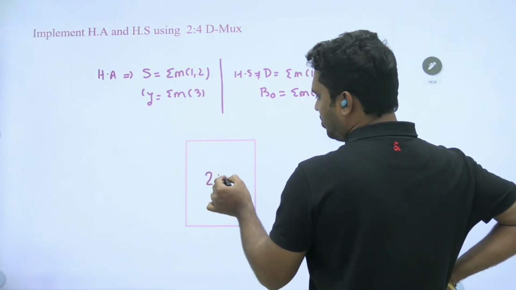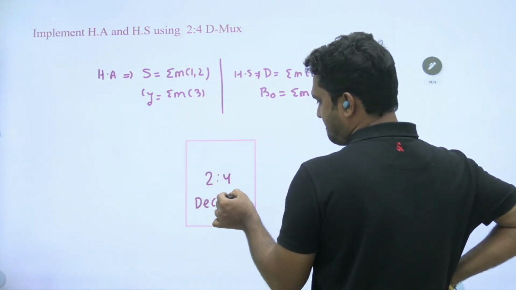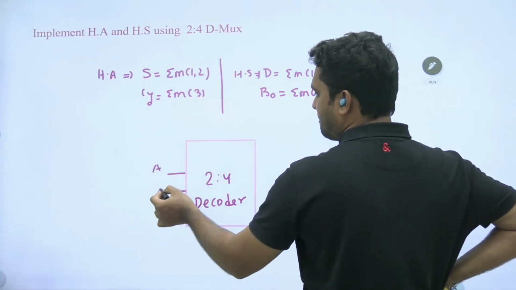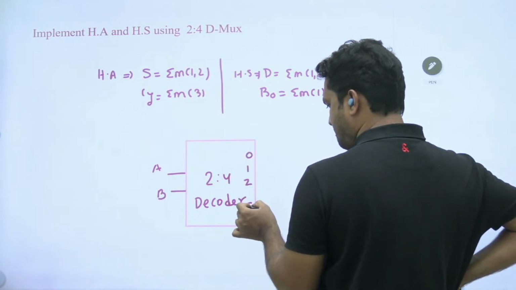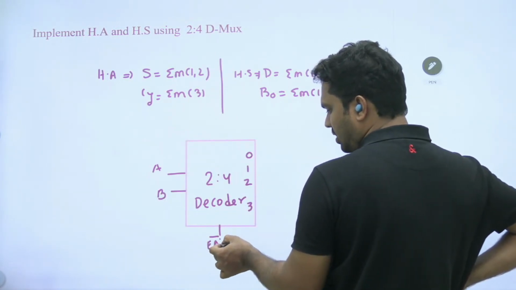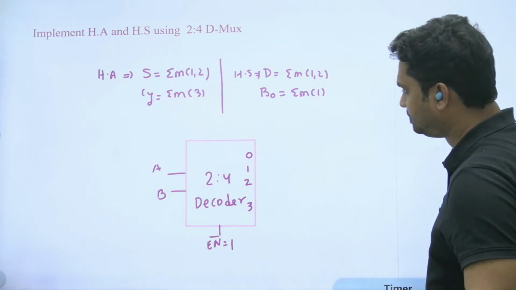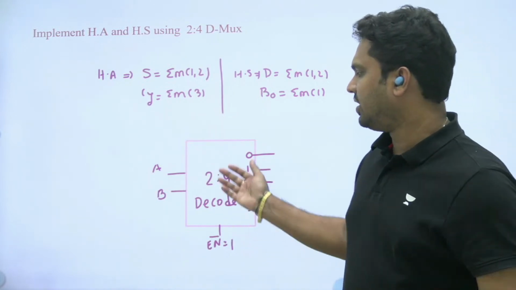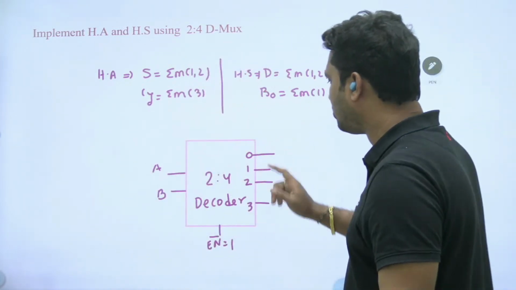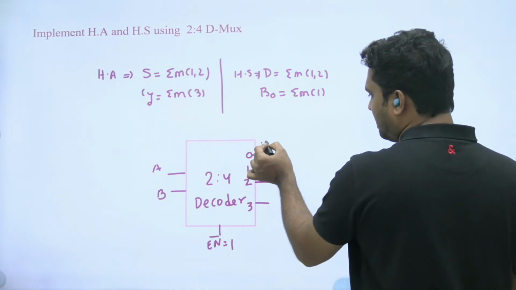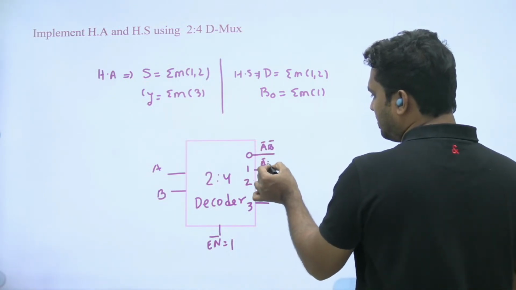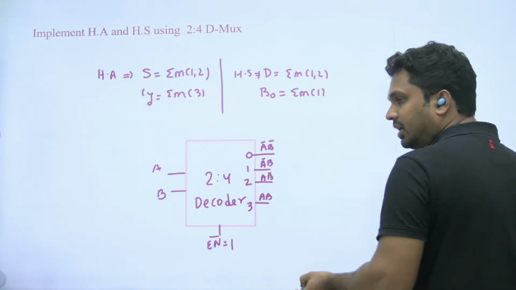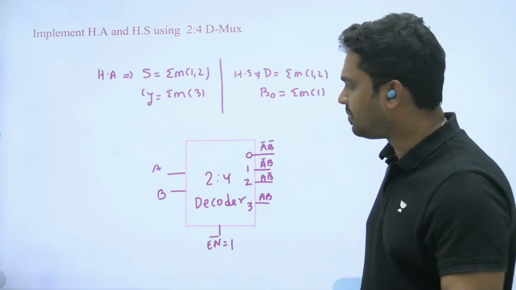Take a 2 by 4 decoder. Make enable equal to 1. Here, observe when enable is 1, when AB is 0, 0, you get output equal to 1. So this is nothing but A bar, B bar minterm. This is A bar, B minterm. This is A, B bar minterm. This is AB minterm. Indirectly, each line is representing a minterm.